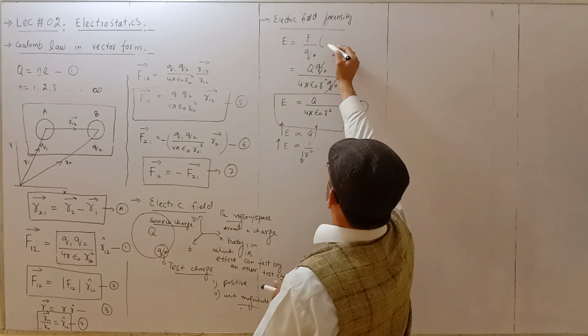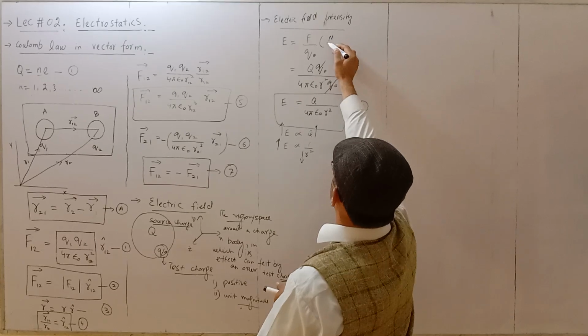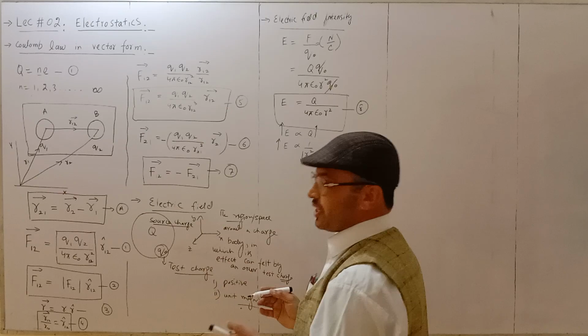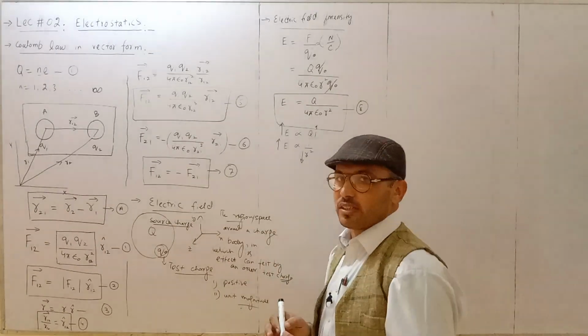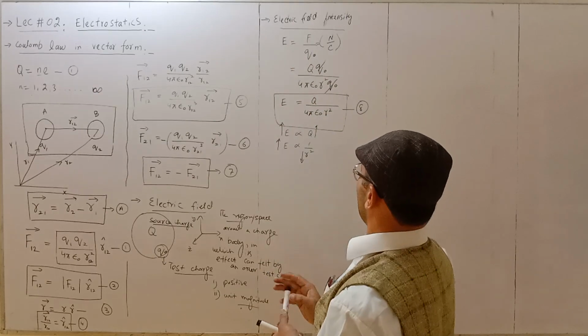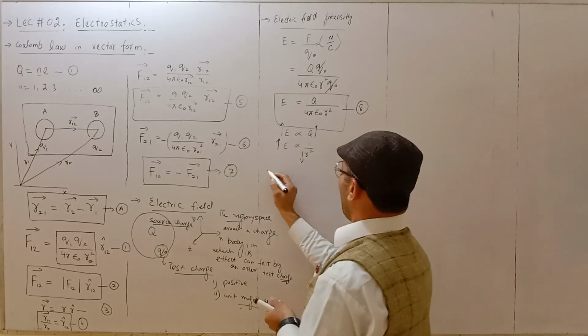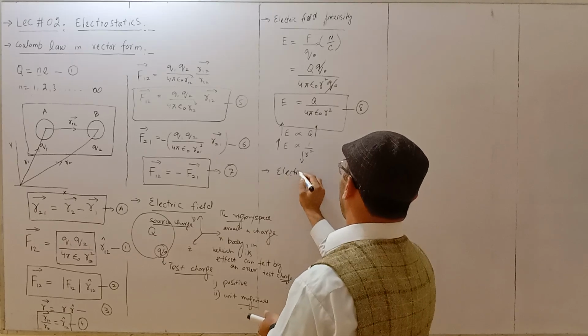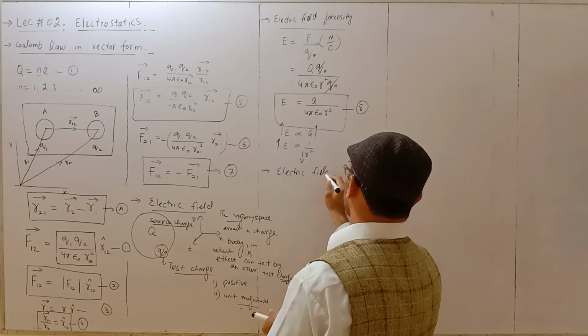And what is its SI unit? Newton per Coulomb, because the unit of all physical quantities is derived from their main equations. Now I move toward electric field lines.